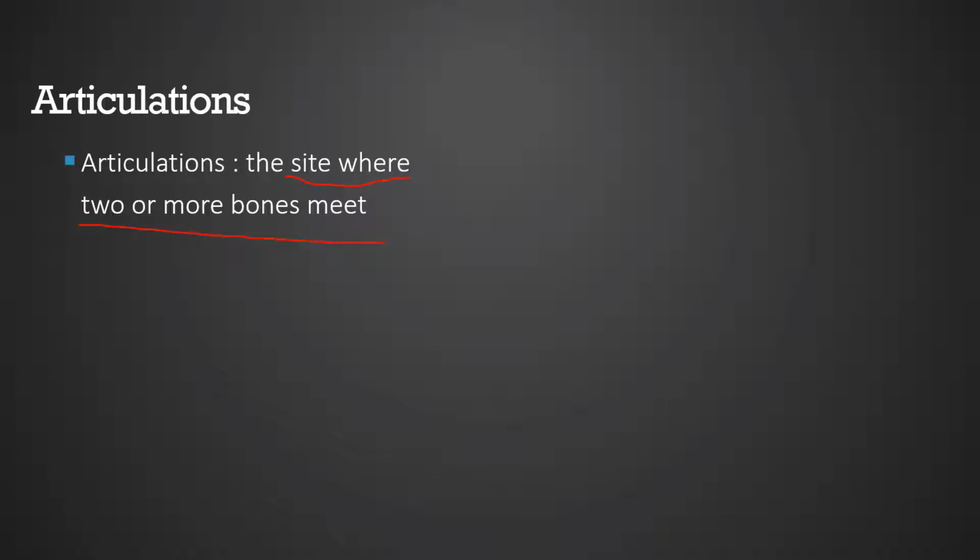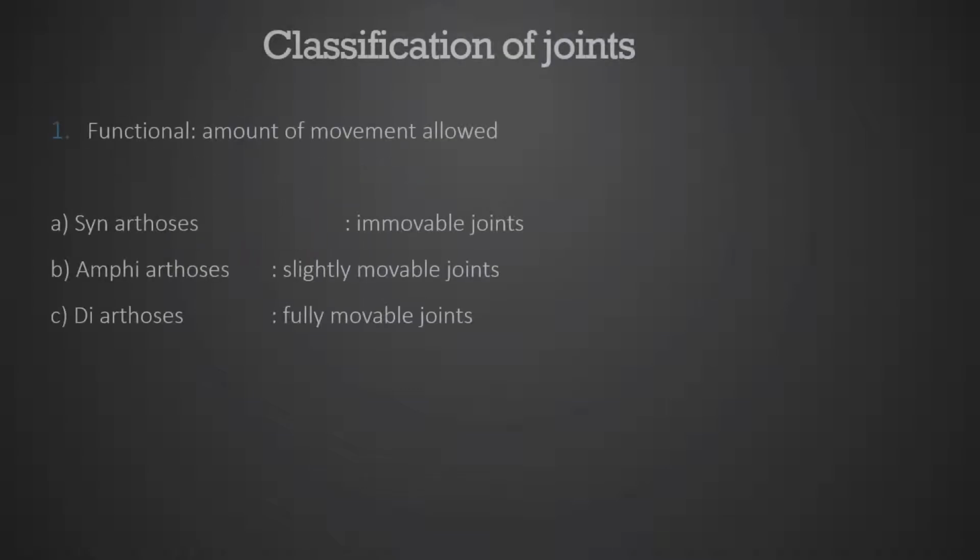There are many types of joints and the classification can be made on various grounds. The first classification is the functional classification of joints, which means that the joints can be divided on the basis of the amount of movement that each joint allows. And it includes synarthrosis, amphiarthrosis and diarthrosis.